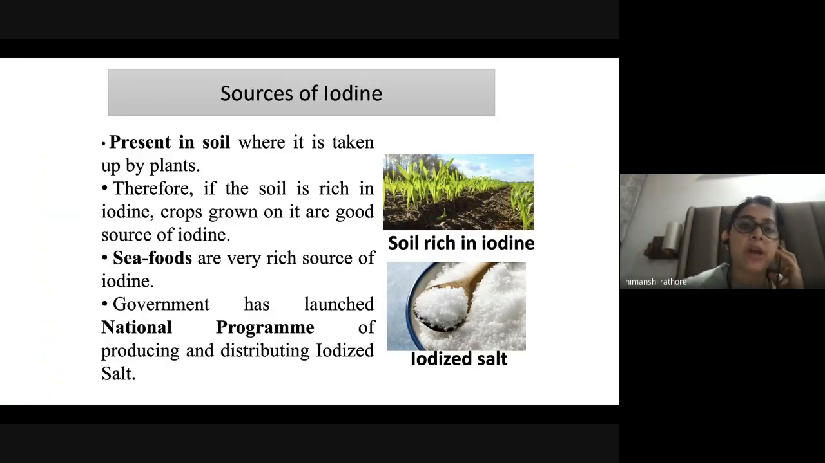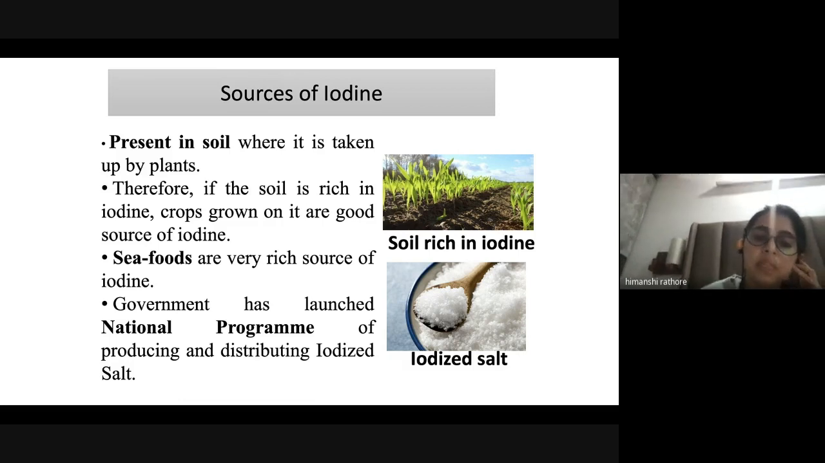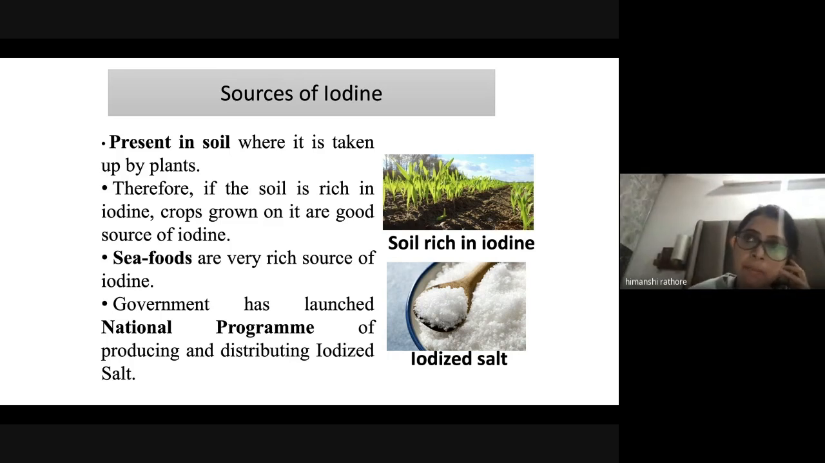Okay. So sources of iodine. There are two sources. In India, we have launched a program where the salt which is available to all the consumers is iodized. They have supplemented the salt with the iodine so that the supplementation can be done at a universal level, not at a smaller level. At a universal level in India, the salt has been fortified with iodine. Our salt is fortified with iodine.